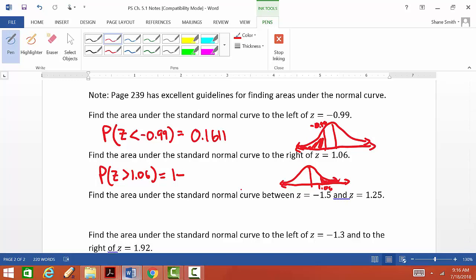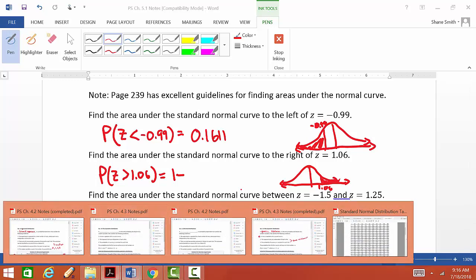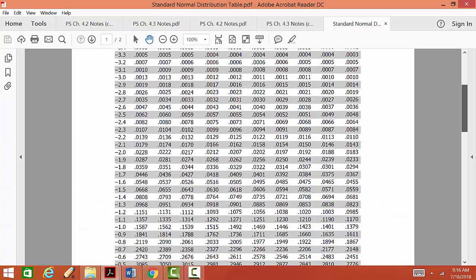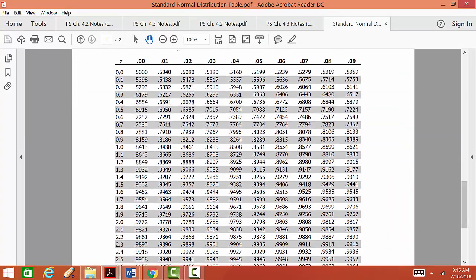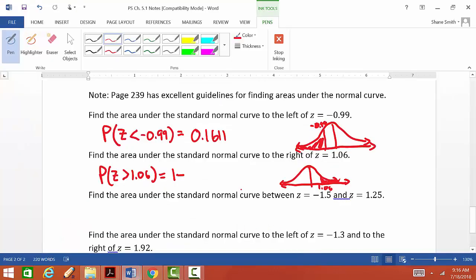So I'm going to look up 1.06, which is going to be on the positive z-score table. 1.06 is 0.8554. And I'm subtracting that from 1. So my final answer is going to be 0.1446. Okay. So that's the area to the right of the z-score of 1.06. All right, so that's the area to the left, that's the area to the right.